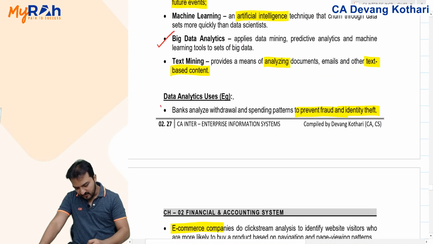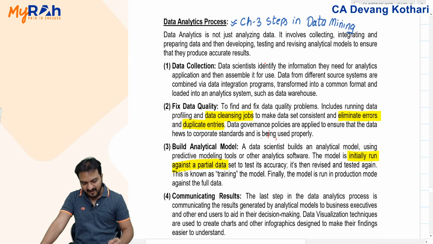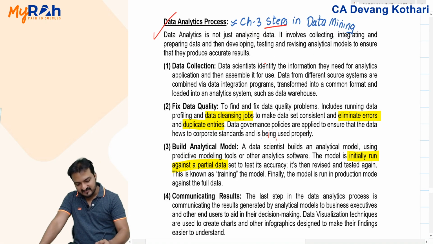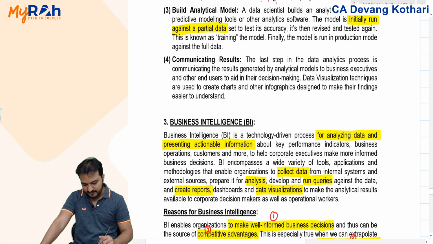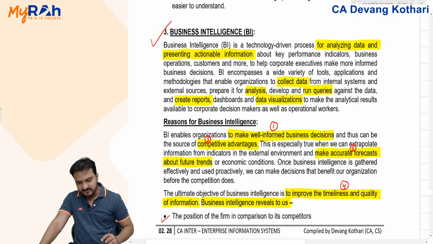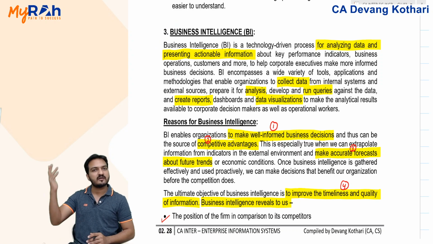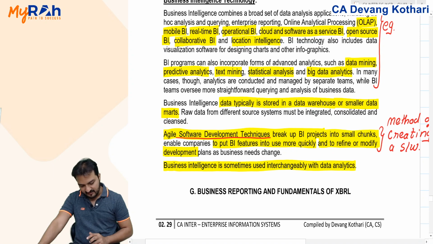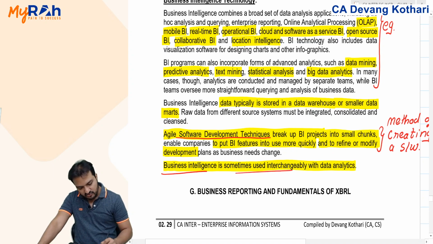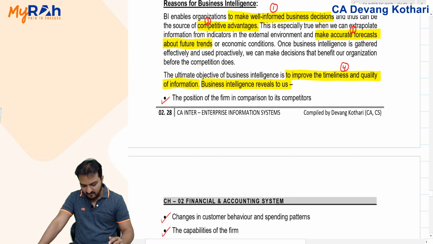Anyways, data analytics usage, you can read there. It is used at various different places, and the data analytics process is the same as the steps involved in data mining which we did in chapter 3. You can go back to chapter 3 and revise there. It is exactly the same steps involved here. Next, business intelligence is a form of data analytics only. In fact, it was given as an example in data analytics also. Plus, at the end of the topic they have mentioned that business intelligence is sometimes used interchangeably with data analytics. Well, anyways, I'll still give you some keywords over there.